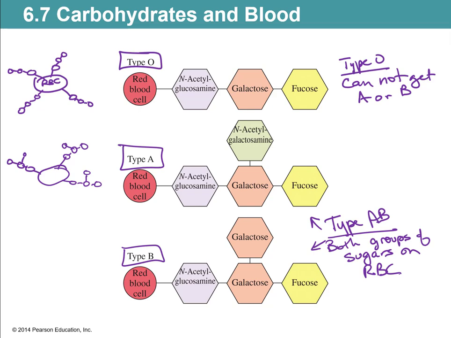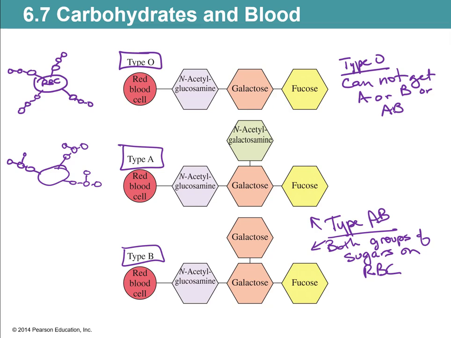So if I'm type O, can I get that? No. That would be completely foreign to me. So no A, no B, no AB for type O people. But what can I get? I can only get O. Being type O, you can only get O because I have the simplest pattern. So no fancy patterns for me. It's got to be just the simplest pattern.